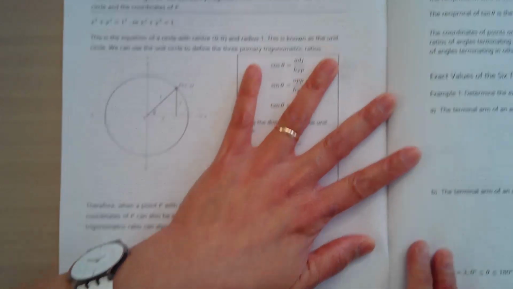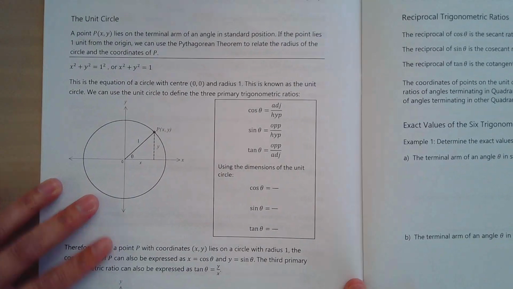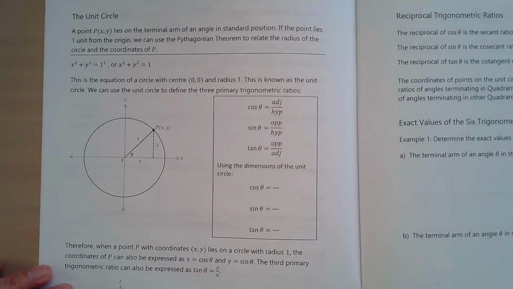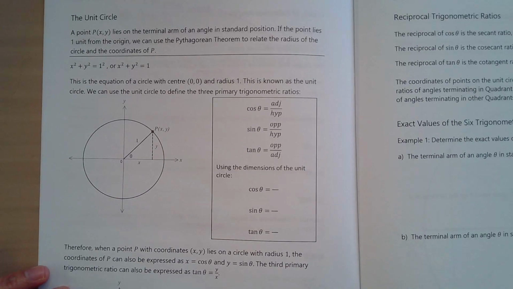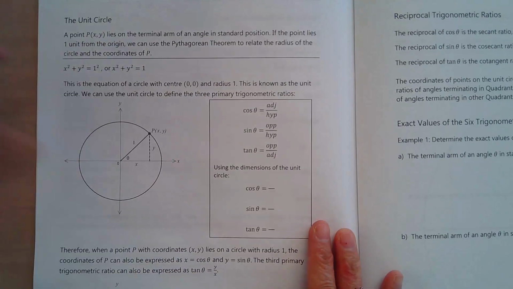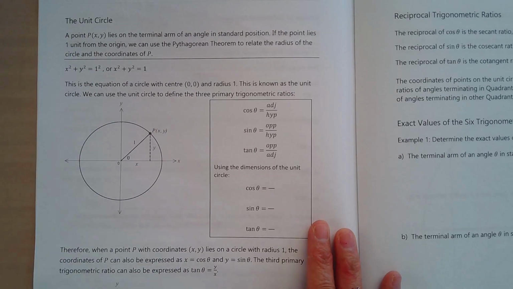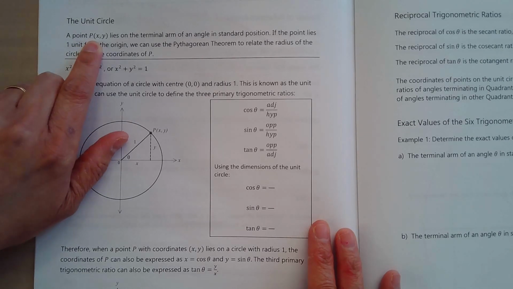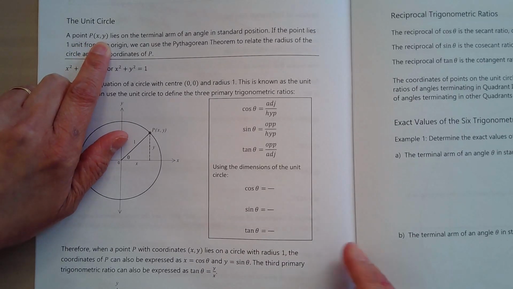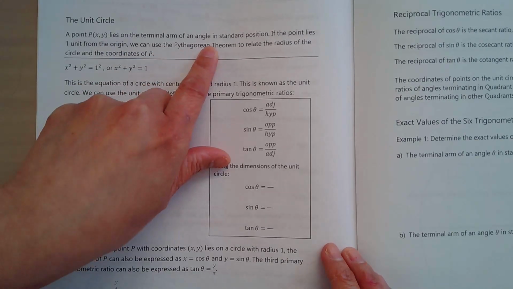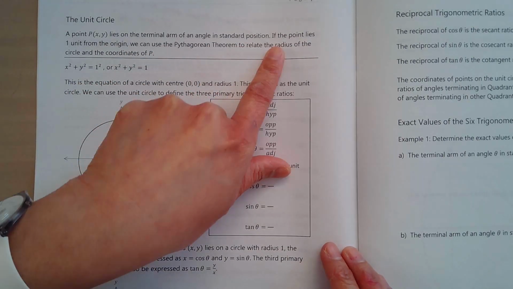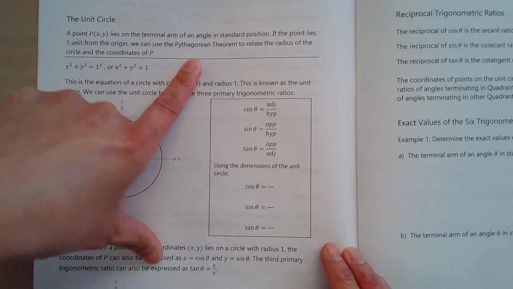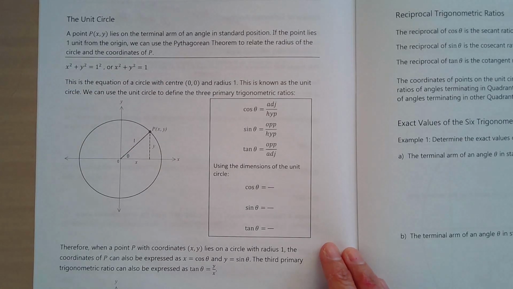Now, we're going into the unit circle. What is a unit circle? A unit circle is a circle that has a radius of 1 unit. So a point P with the coordinates x and y, we don't know what x and y is, lies on a terminal arm of an angle in standard position. If the point lies 1 unit from the origin, we can use the Pythagorean theorem to relate the radius of a circle and the coordinates of P.